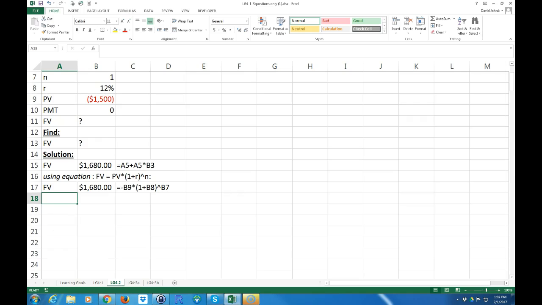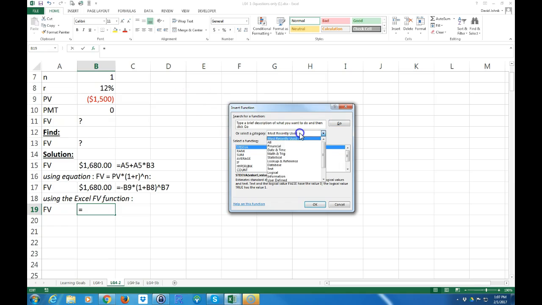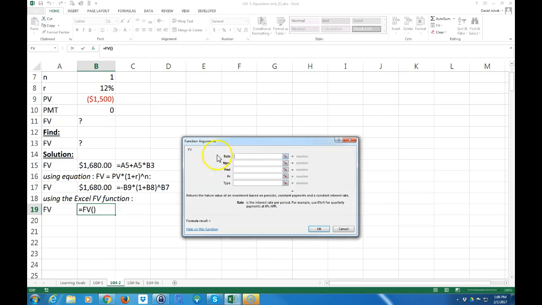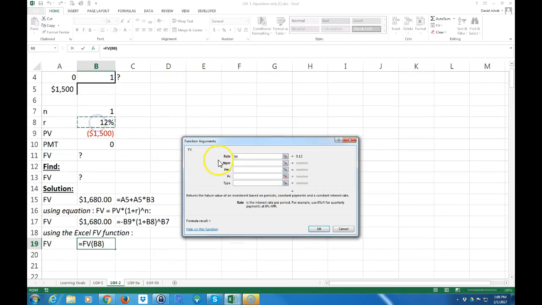We could also use the Excel future value function. Normally, using the Excel future value function, if you don't know the function, I can go up here and click this f of x, and then go into financial functions, and scroll down until I see future value, and then OK. This function argument box will come up. The first thing it asks for is a rate, so I'm going to click on 12%. It asks for the number of periods. I'm going to click on the 1. It asks for the payment. We'll click on 0. If I leave that blank, it'll assume 0, but we'll just go ahead and click on 0 anyway.